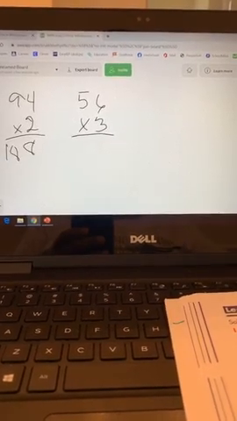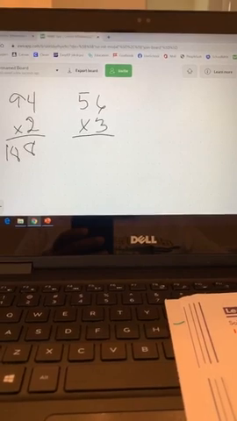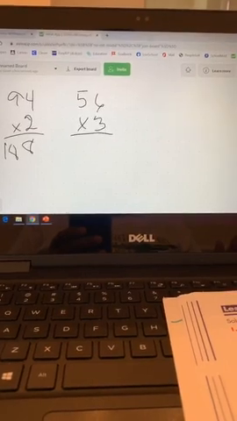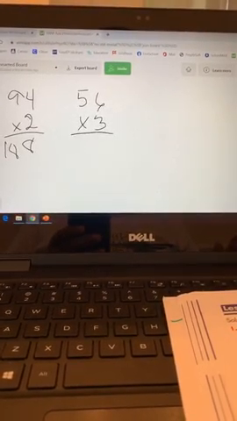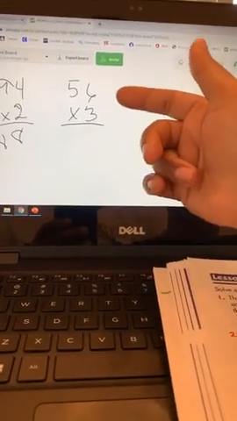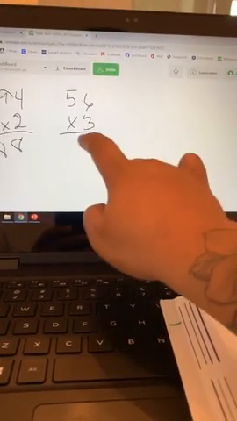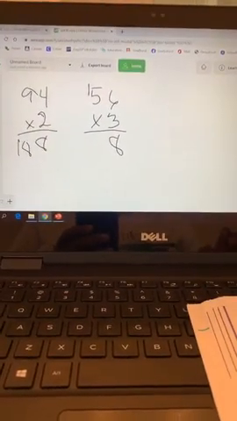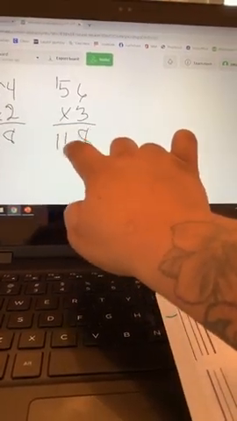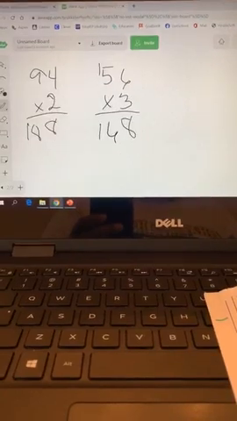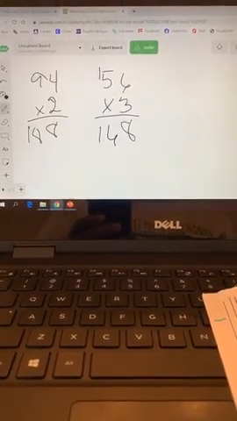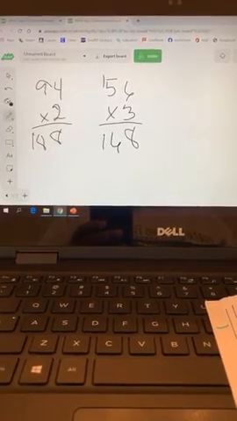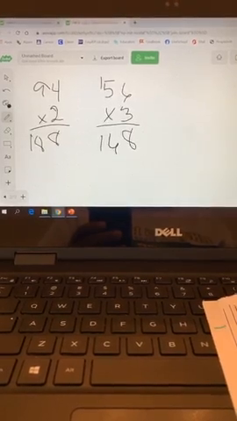Okay, Mr. Star is giving his response. Anyone else? So, Mr. Star took 6 times 3. That's 18. He carried his 1. 3 times 5 is 15. Add that 1, and there's 16. Yes, Mr. Wilson, that's correct.